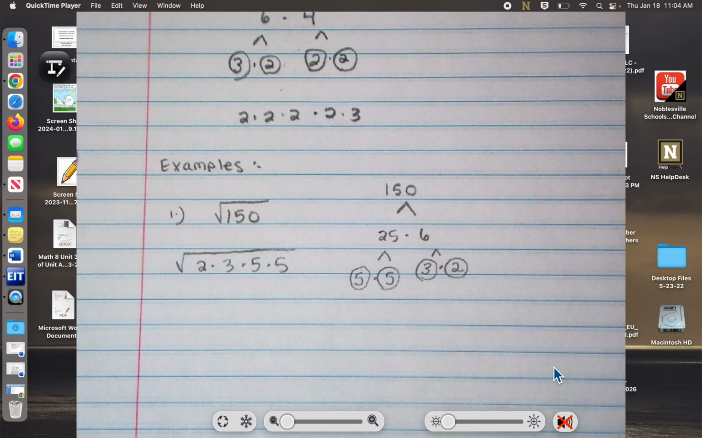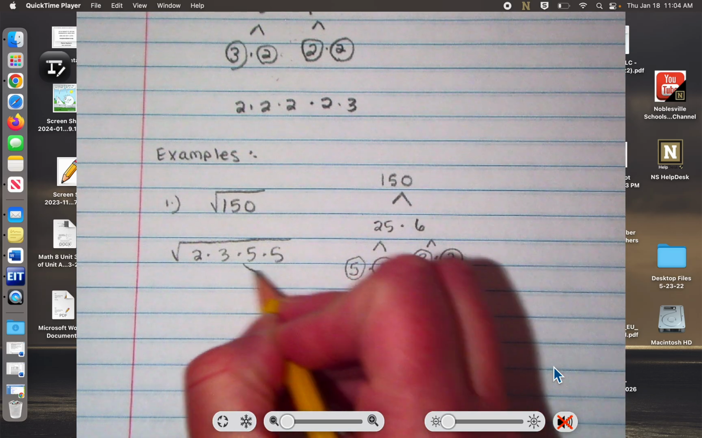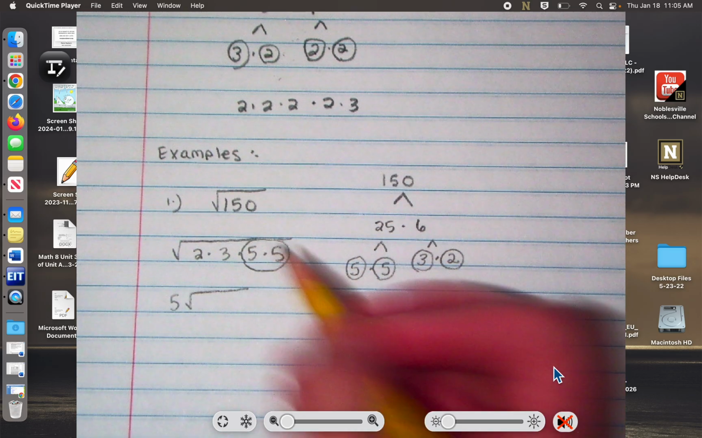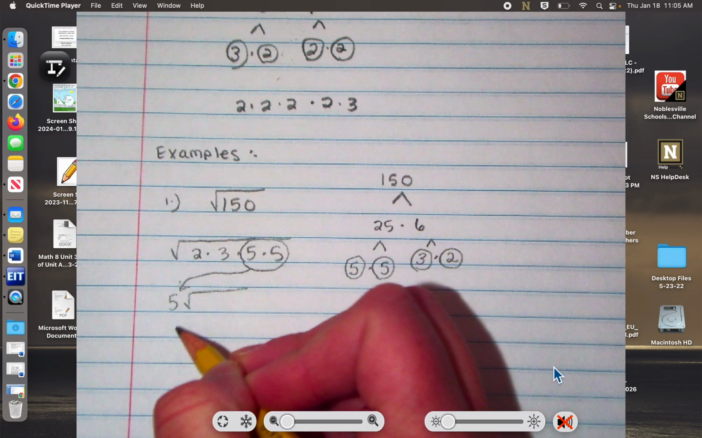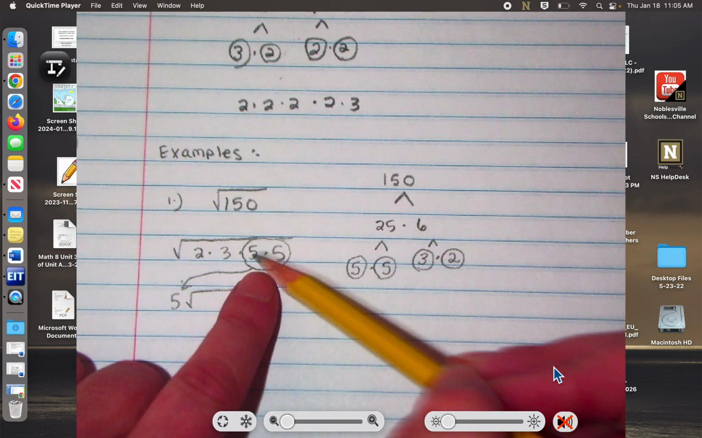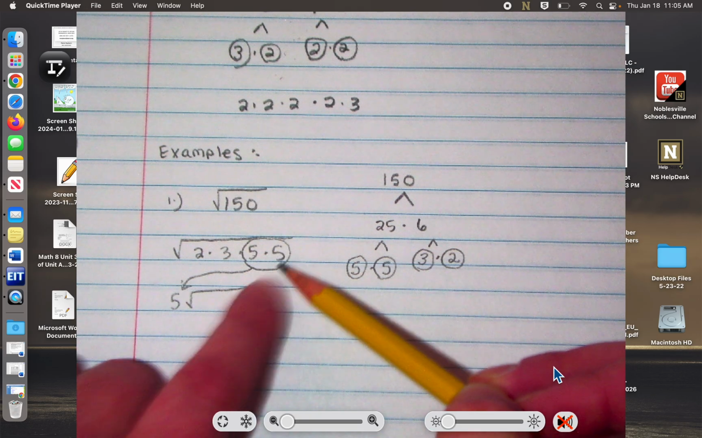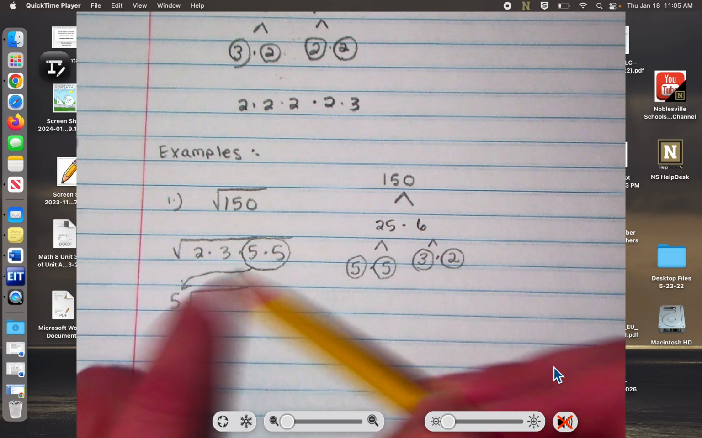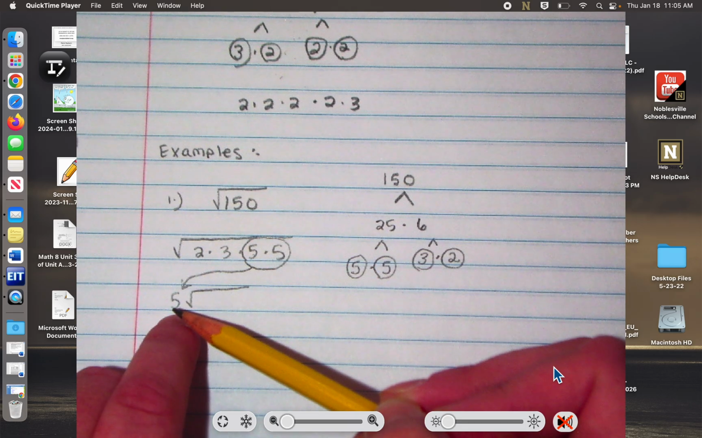Okay, so here's where we're looking for pairs, right? I have a pair of 5s, okay? That pair would count as a single 5 outside the radical. I took this pair and made a single 5 outside. So 5 times 5 is equal to 25, right? If I take the square root of 25, I get 5. So that's how I get a single 5 on the outside. Each pair counts as one of those digits outside, right?